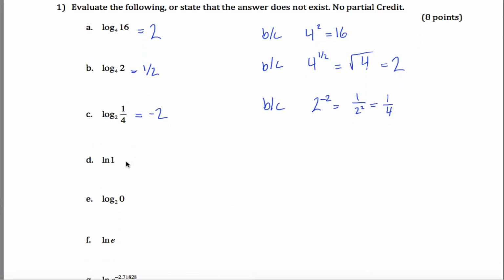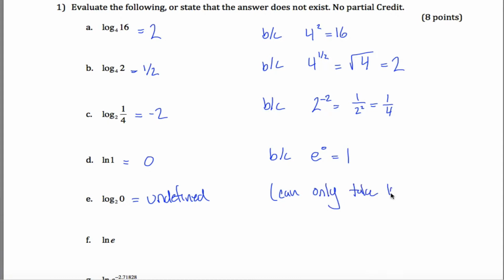The natural log of 1, turns out that's equal to 0. The reason here is because the natural log is asking you what's the log base e of 1, and e to the 0 power is equal to 1. Log base 2 of 0, that's undefined. You can only take logs of positive numbers. 0 is not a positive number.